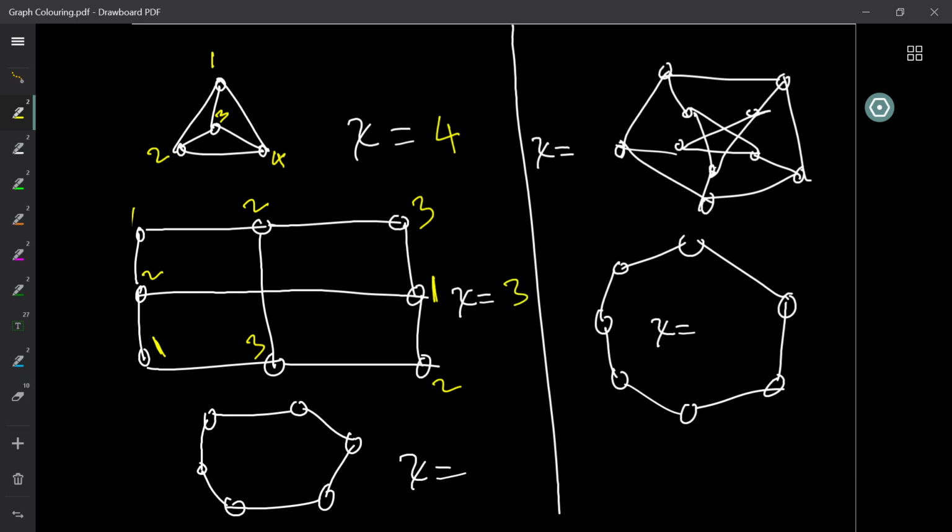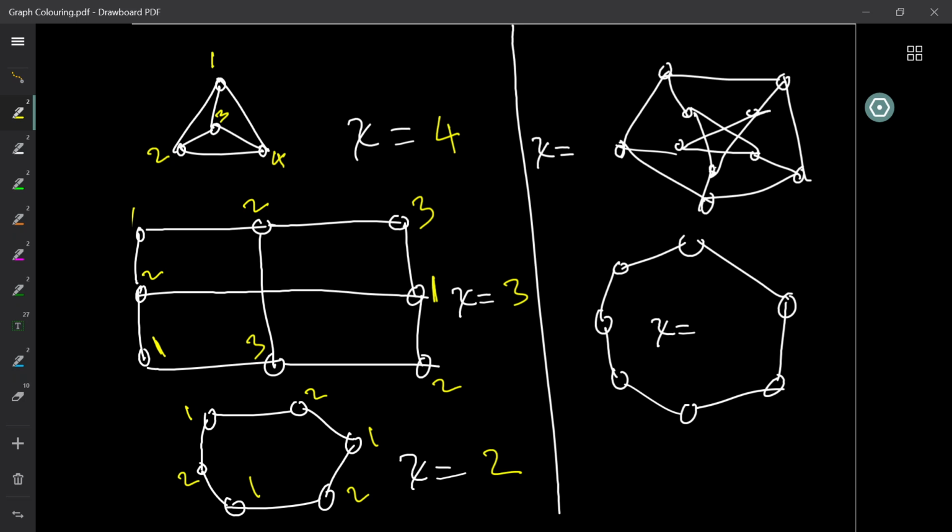Then we have this graph where we have a cycle. I start with color 1 here, let's say color 2, then 1, 2, 1. Of course, I cannot give 1 here, I can give 2 here. So I have a 2 coloring, and since I need at least 2, this is equal to 2.